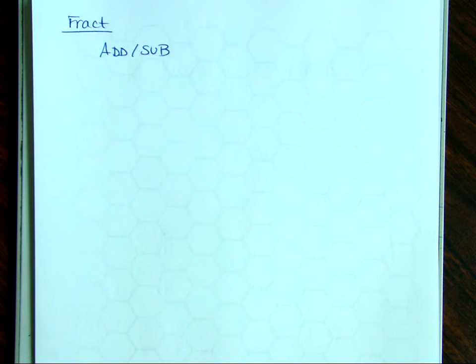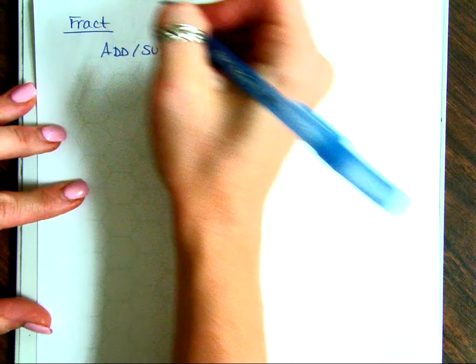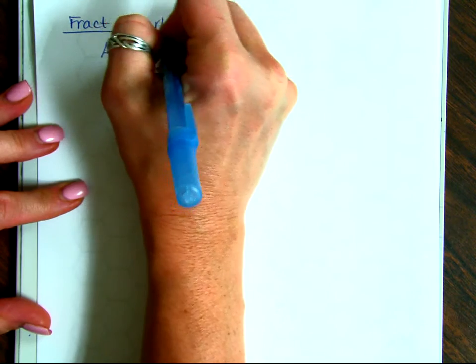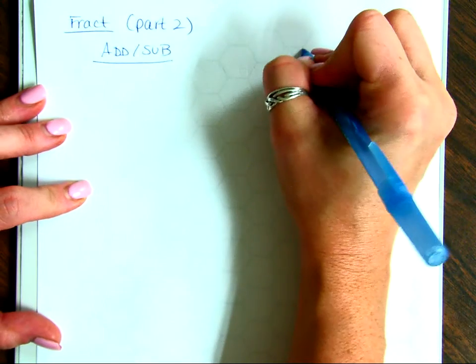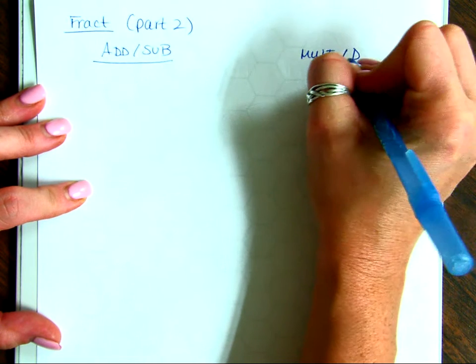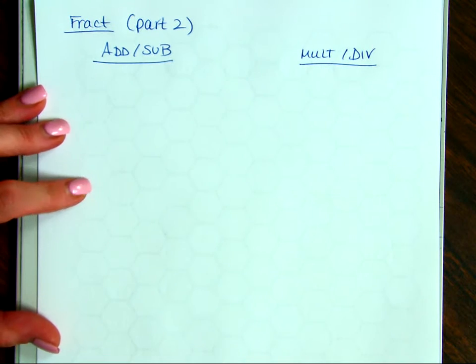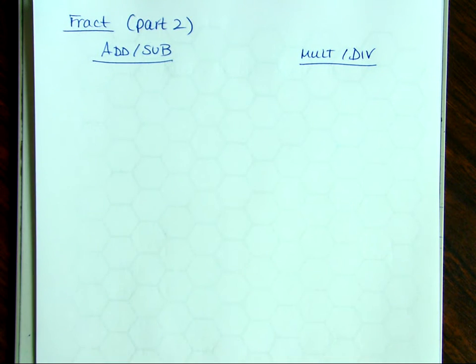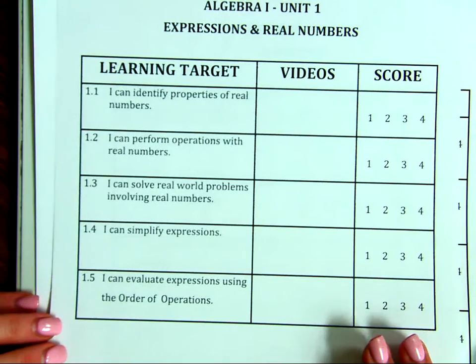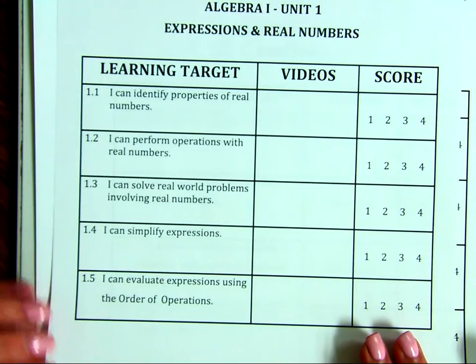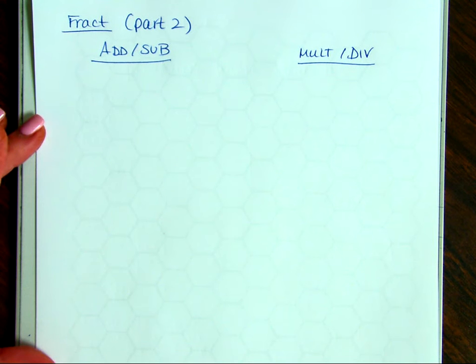Okay, so we're moving on to part 2 of learning target 2, which is fractions. We're going to talk about the adding and subtracting part and the multiplying and dividing part, and remember, this is an advanced algebra class. Learning target number 2 says I can perform operations with rational numbers, or with real numbers. We have to do these, but I think it serves as a good little review.